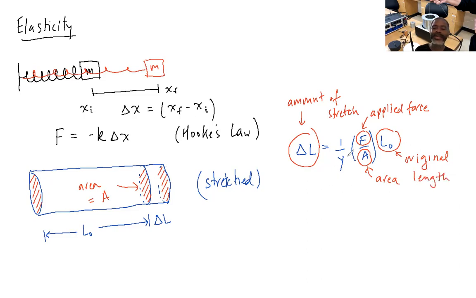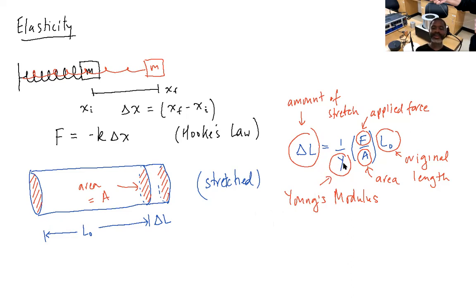And then this Y, this is known as the Young's modulus. And it's named after an English scientist by the name of Thomas Young, who lived in the late 18th century. He did a bunch of different physics on a bunch of different topics, but one of the things he's famous for is, you know, stretching things and compressing them and figuring this out.